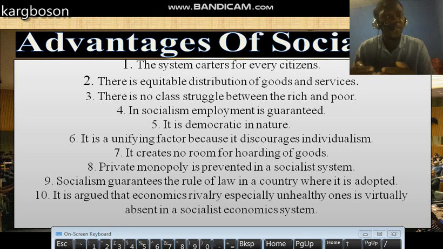Of course, private monopoly is also prevented in a socialist system, because in most cases capitalism also has a tendency to monopolize trade, especially those who own the money. Sometimes, in as much as we said in capitalism, the economic power controls the political power. So you have certain capitalists who can even bribe government so that they can be the sole producers of certain goods, so that they can monopolize trade and also increase the prices of goods. But that is not the case in socialism.